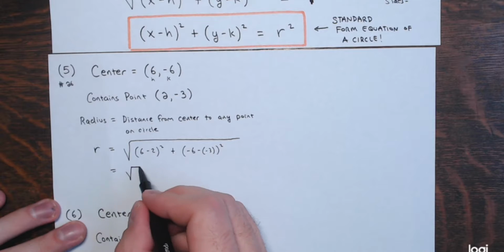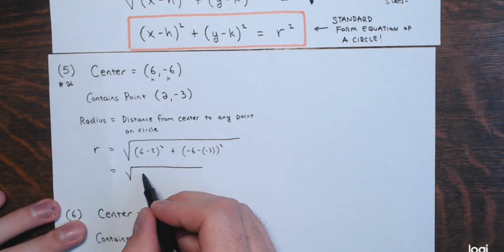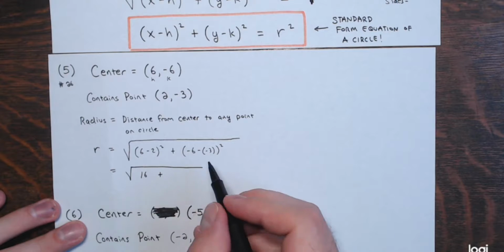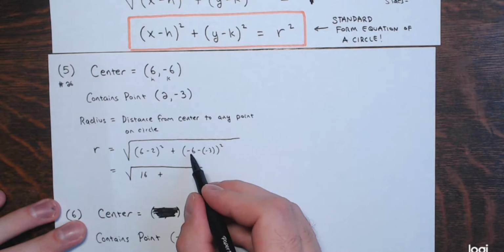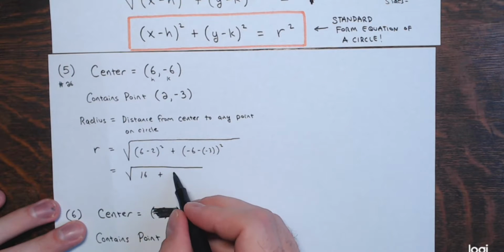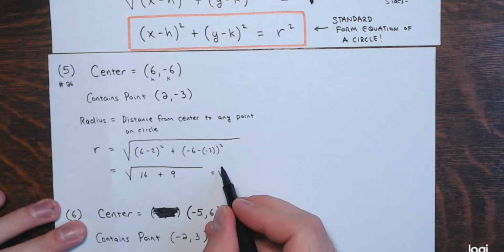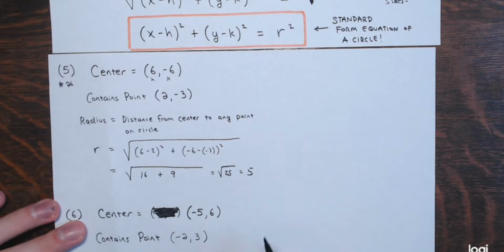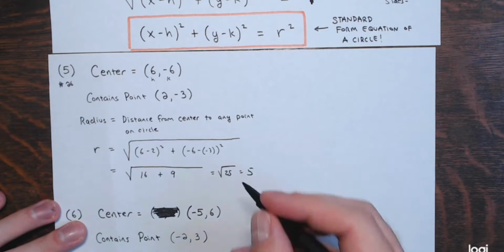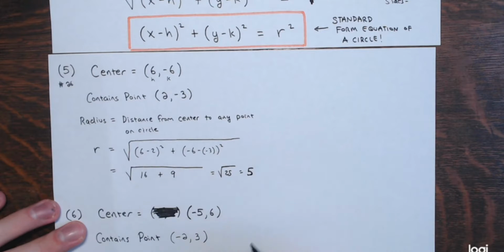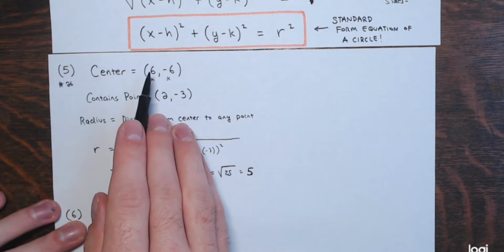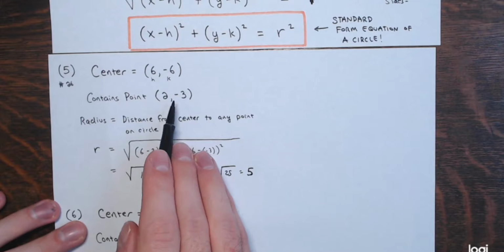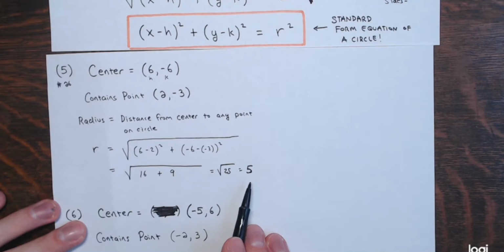So that'd be the square root of 16, 4 squared, 16 plus, then negative 6 minus negative 3, that'd be plus 3. Negative 6 plus 3, that's negative 3, which when you square it is positive 9. That's the square root of 25, which is just 5. So the radius of this circle is 5 units, because we know the center and we know a point on the circle. The distance from the center to any point on the circle will be the radius. And now I have everything I need.